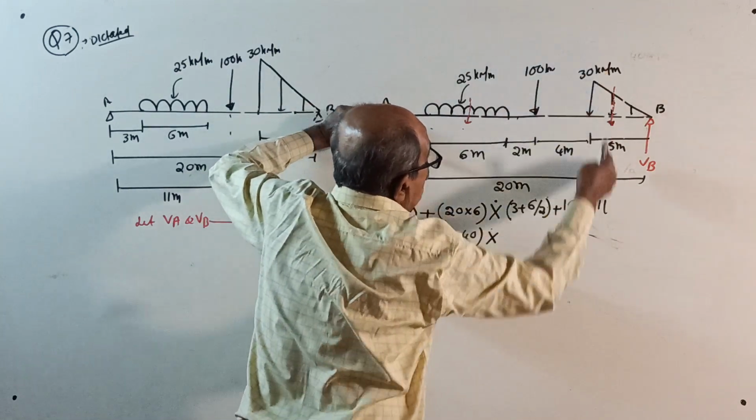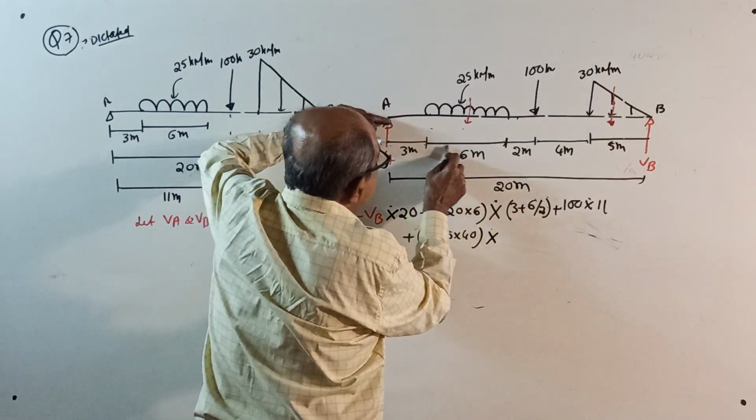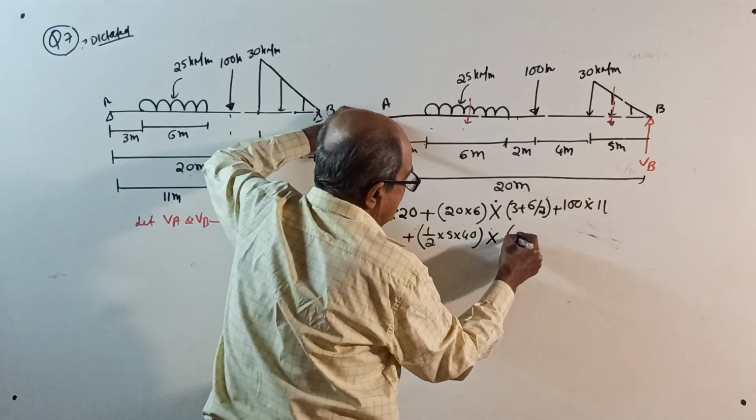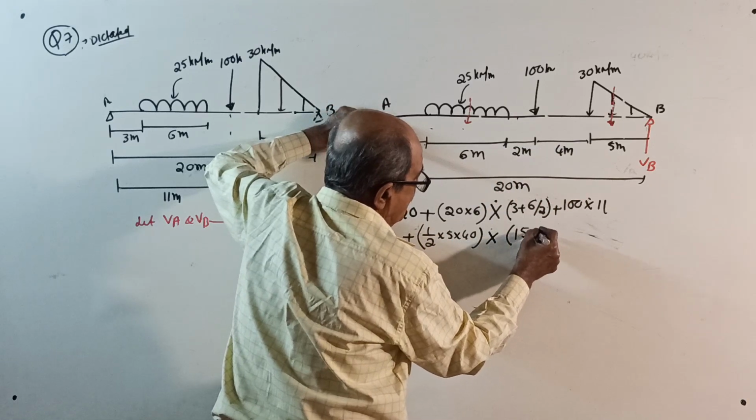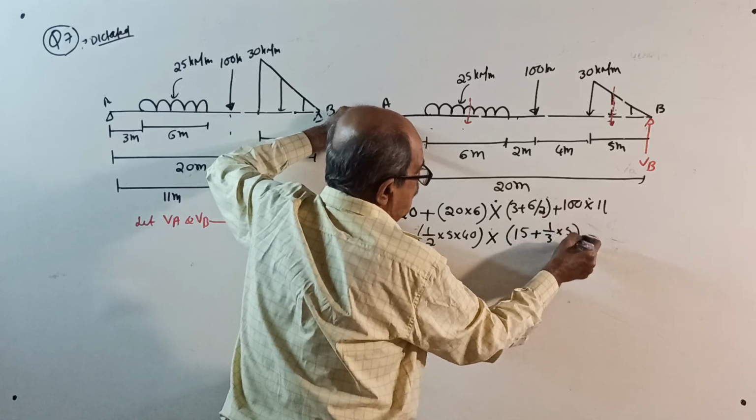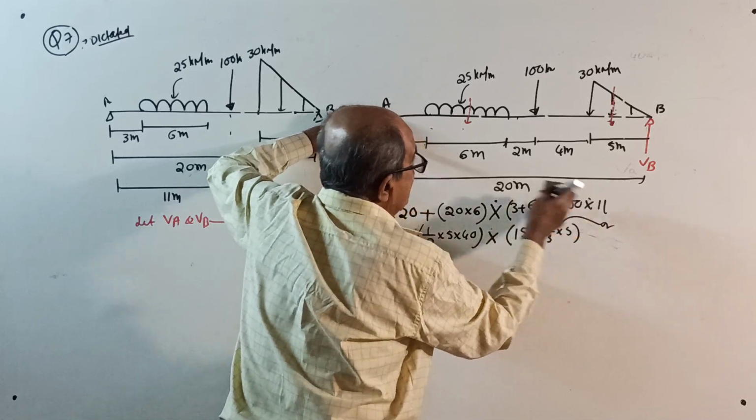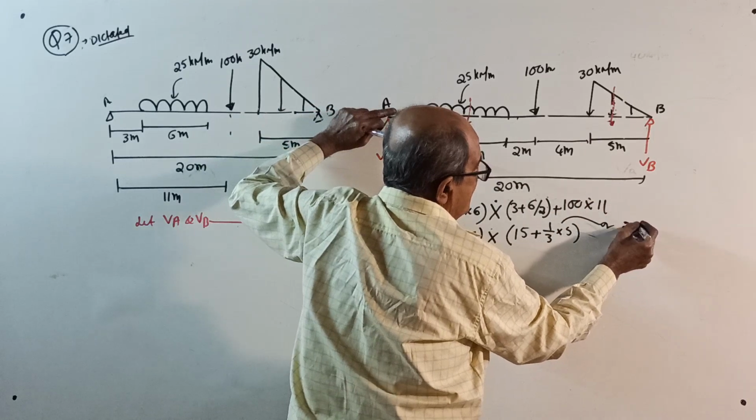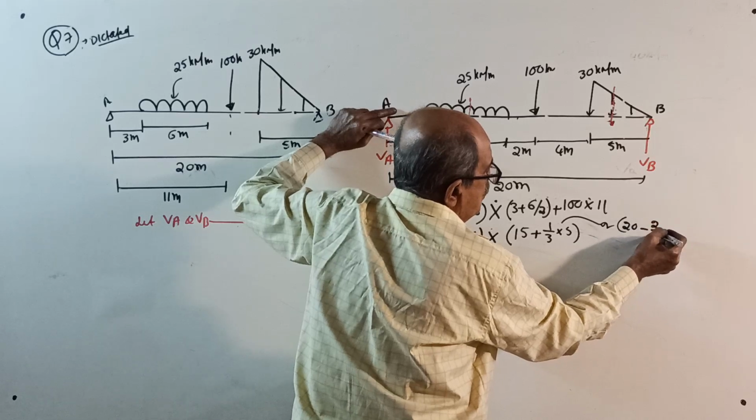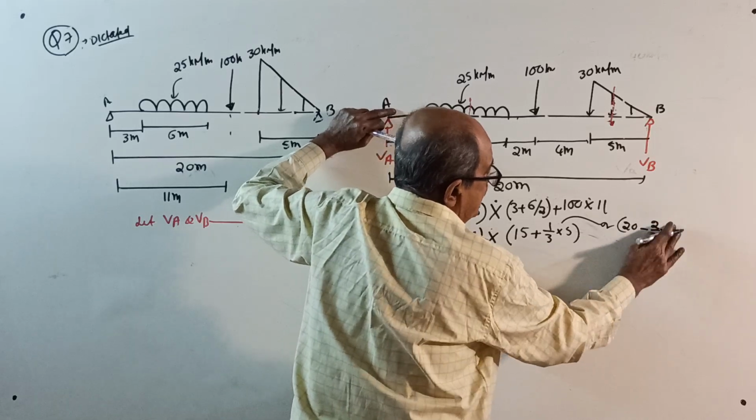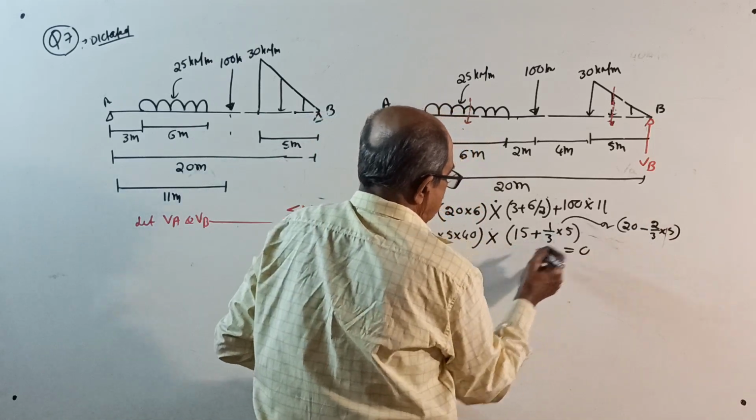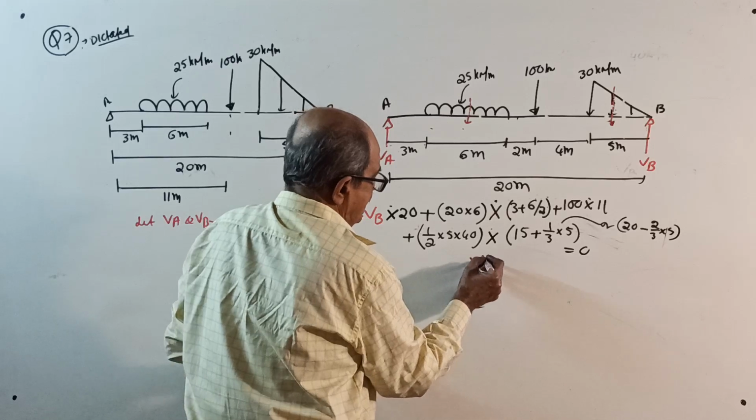So the total load into 3 plus 6, 9, 9 plus 2, 11, 11 plus 4 is 15, 15 plus 1/3 of 5. Or you can do one thing, 20 minus 2/3 of 5. That also will do. Anything, 2/3 of both are same. Equal to 0, you get the value of VB.